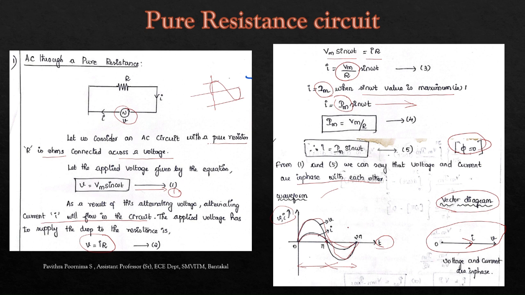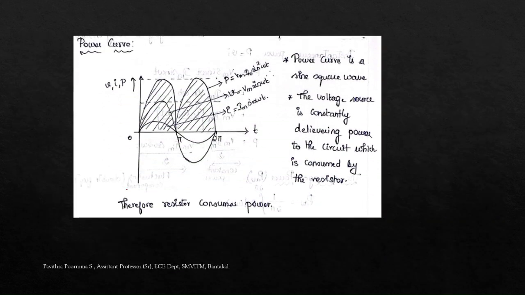For the power waveform, we got P equal to V into I, the product of voltage and current. If you see the first instant, 0 to pi, whatever the voltage is, it is positive, and the current value is also positive. So plus into plus is plus. The same concept we are going to use in this power waveform.